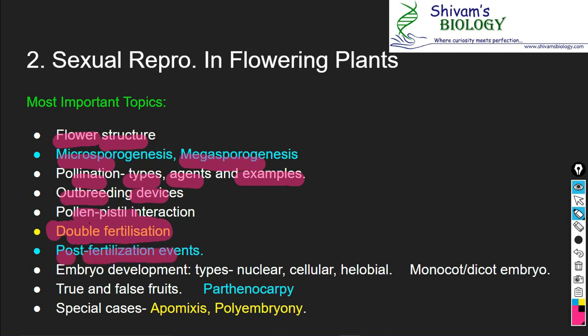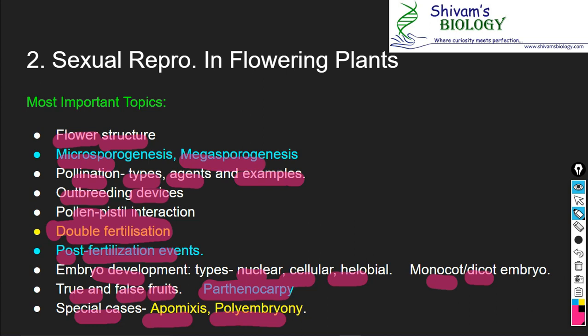Post-fertilization events, those changes that occur after fertilization, embryo development and its types, nuclear, cellular, helobial. After that, the structure of monocot and dicot embryo, very basic introduction, you should know about that. True and false fruits. The concept of parthenocarpy is important. Some special cases like apomixis and polyembryony. These are the important topics of chapter 2.